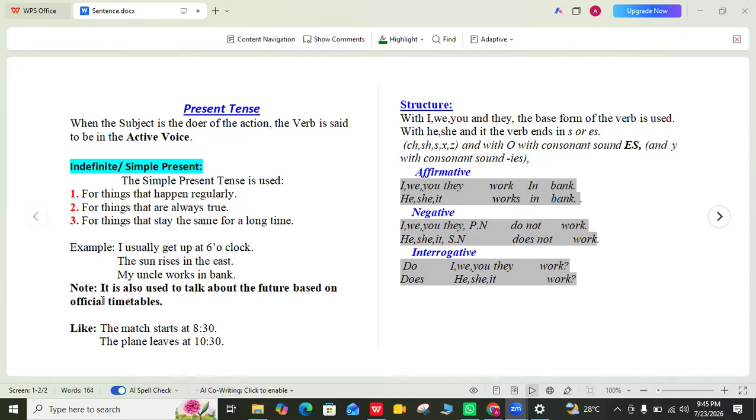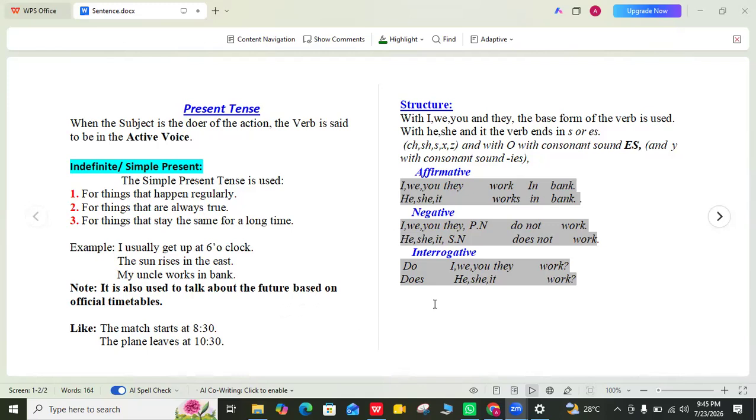One note that you have to take care of too: it is also used to talk about the future based on official timetables. If you have to talk about the future based on official timetables, then you will use present indefinite as well. Like the match starts at 8:30. The plane arrives at 10:30. So these are examples of the future based on official timetables.